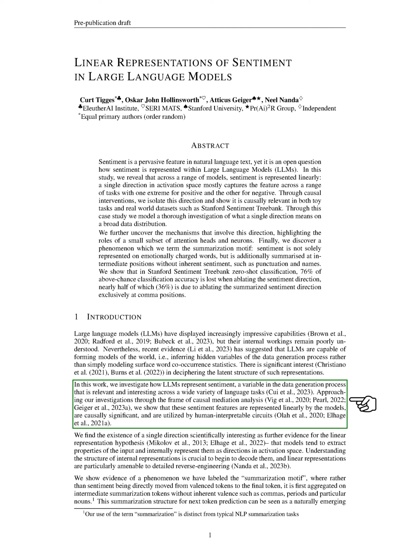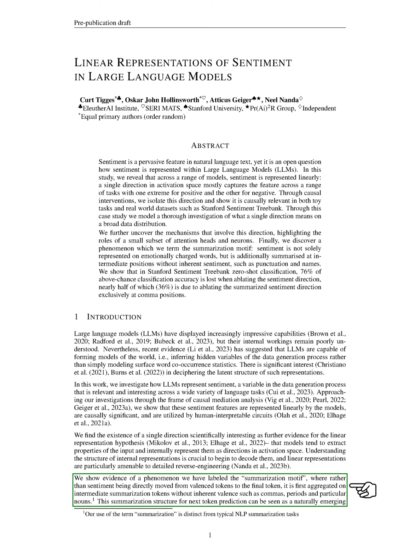We're particularly interested in understanding the hidden structure of these representations. In this study, we're focusing on how LLMs represent sentiment, a variable in the data generation process that's relevant and interesting across many language tasks. We're using causal mediation analysis to explore this, and we've found that these sentiment features are represented linearly by the models, are causally significant, and are used by human interpretable circuits.